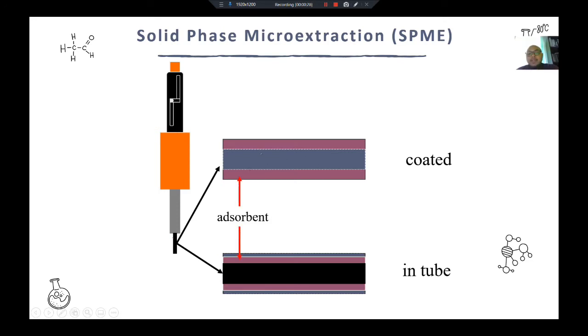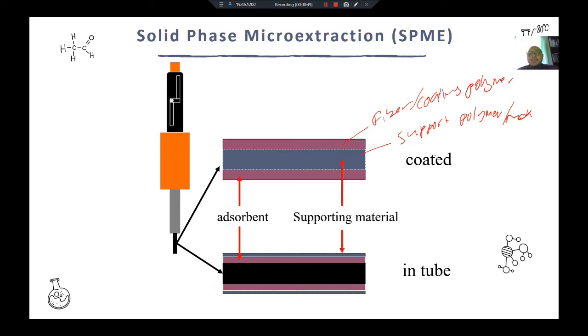So over here inside we have a support polymer, okay, or support needle, support polymer or needle. Okay, on the outside we have the fiber or the coating, the coating polymer, which is the extractant's adsorbent. Okay, so here is the supporting material, this thing. And when it is outside, we can extract.